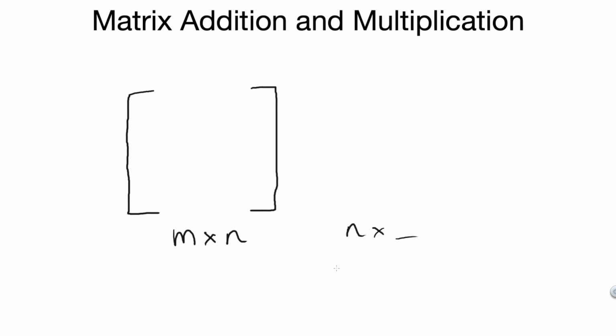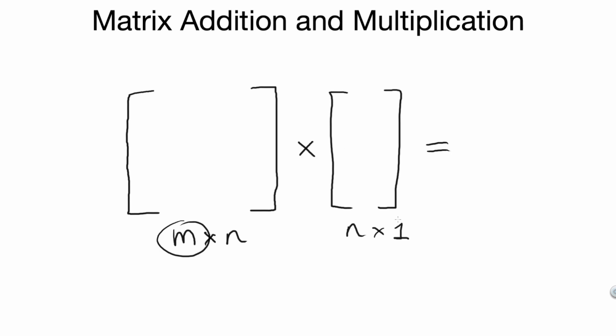In other words, the number of rows in the second matrix has to equal the number of columns from the first matrix. For instance, we could have an N by 1 matrix over here. The resulting matrix will have a combination of the other two matrices' dimensions. It will be an M by 1 matrix. Another way to think about this is the two inside terms cancel and are left with M by 1.